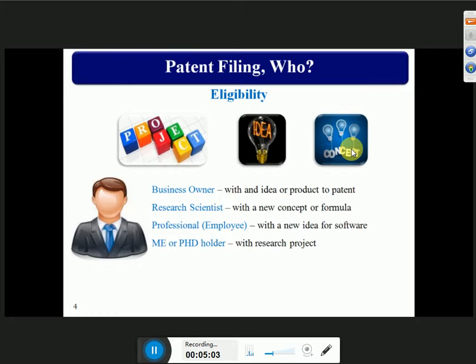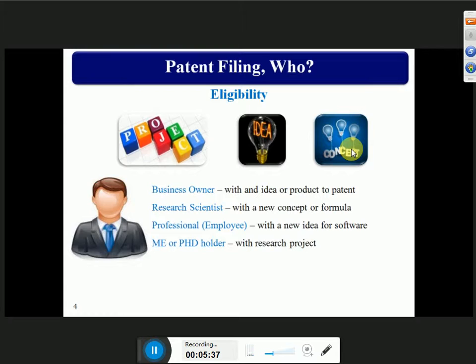You can be a business owner, you can be a research scientist, you can be a professional, you can be an employee, or you can be a student, right? Or you can be anyone. These are the four or five things that I have written, but basically it is not only a business owner or research scientist or professional or student who can file the patent. Anyone who has Indian nationality can file the patent in India, right? Even if he or she does not know how to write the patent document.